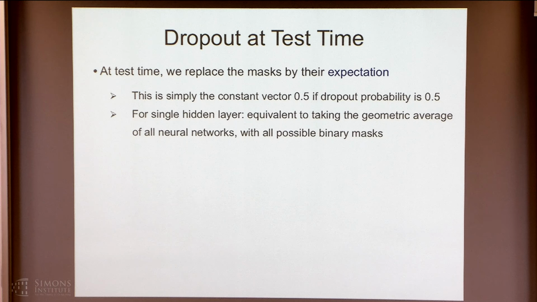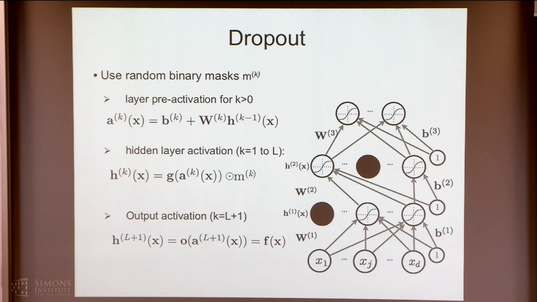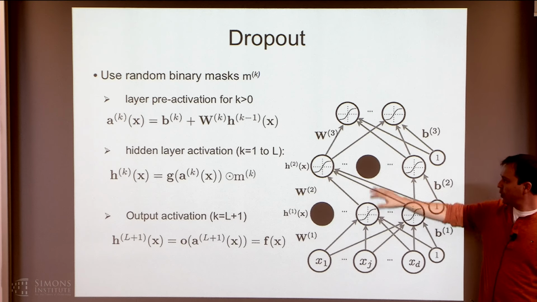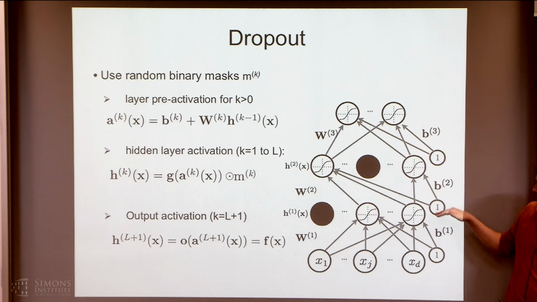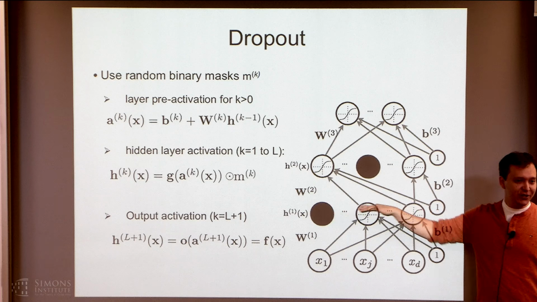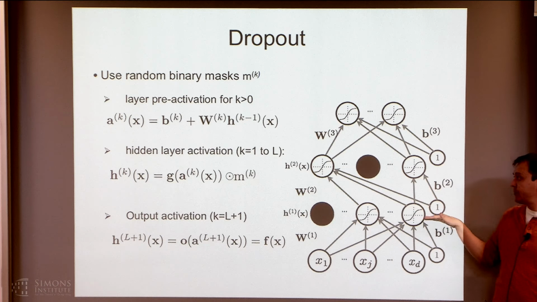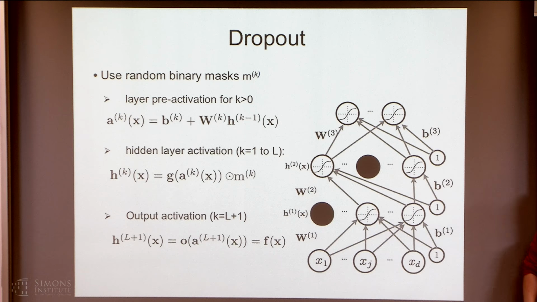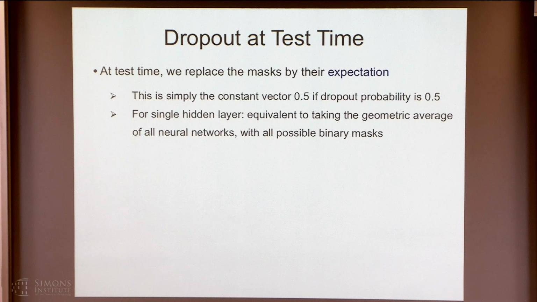Intuitively, if I go back here, half of the units on average are zero, so the total input to every single unit here is going to be half of what's below. At test time, you're using all the features, but you're replacing these with expectations, which basically means you're multiplying these weights by one half. So the total input to this unit gets multiplied by one half, so that on average, it's the same. Again, this is just an approximation, but at least at test time, there is no stochasticity.